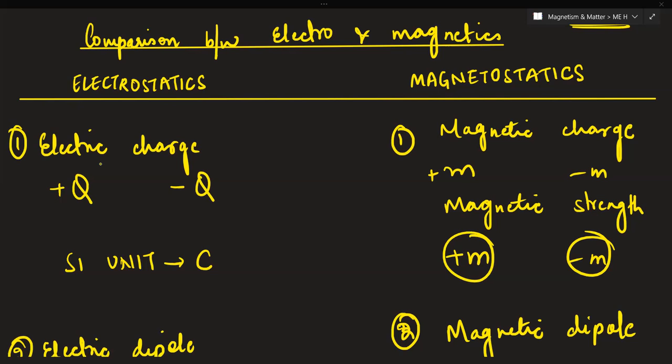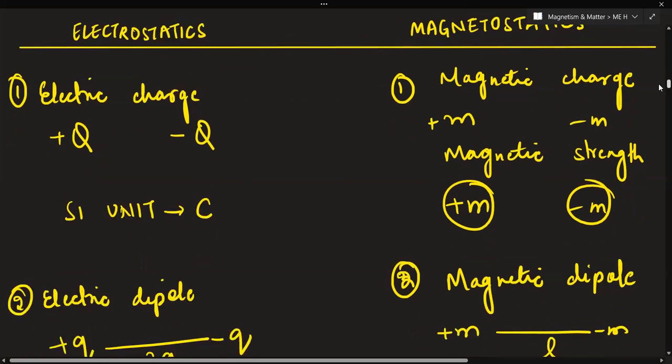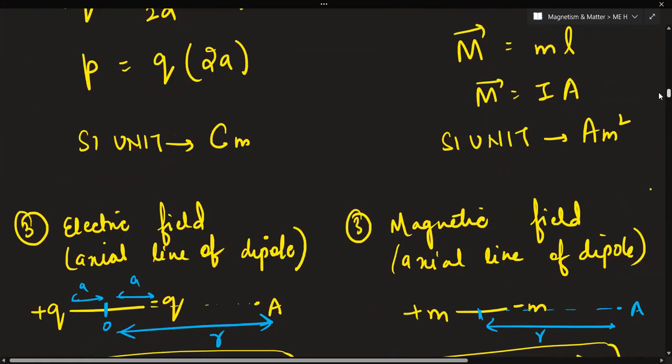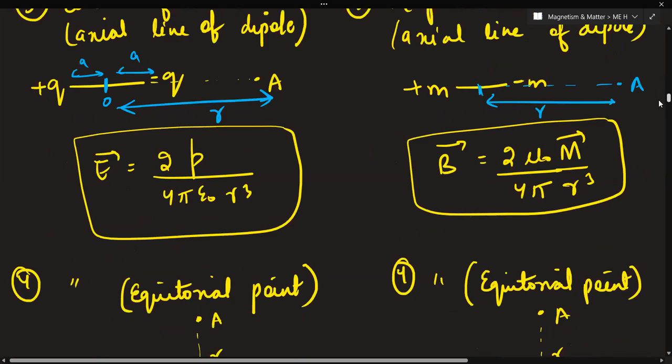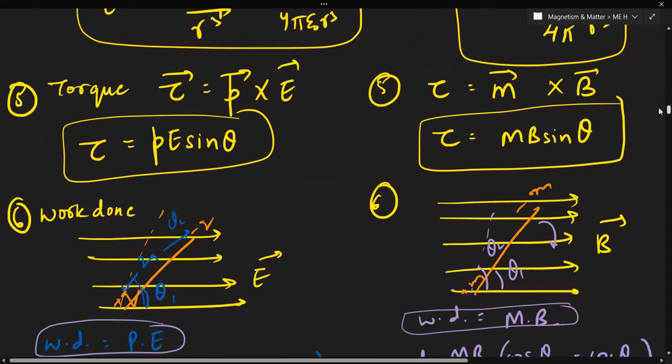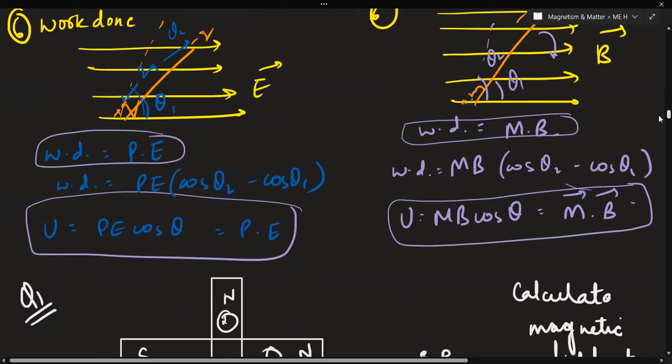So electric charge we had seen, which turned out to be the magnetic charge. Electric dipole into magnetic dipole, electric field, magnetic field lines for axial and equatorial point. Torque is important. This torque is equal to MB sine theta, which will be used in today's numerical as well. And work done is MB cos theta.